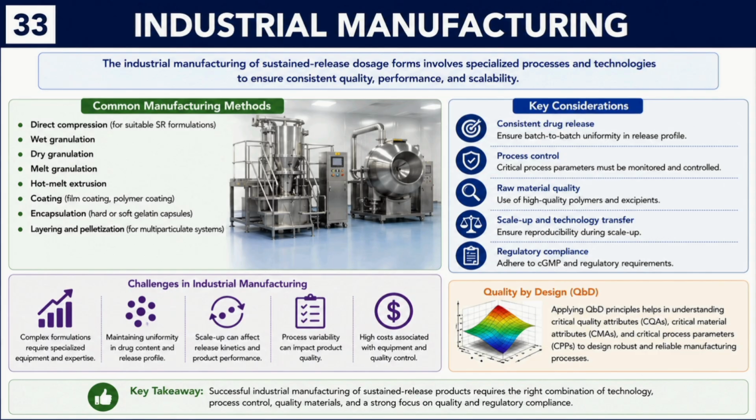The critical variables include the polymer distribution, granule properties, compression forces, tablet porosity, and the coating characteristics here. For coating systems, the coating process must provide uniform film thickness. Okay, so it's a highly skilled process.